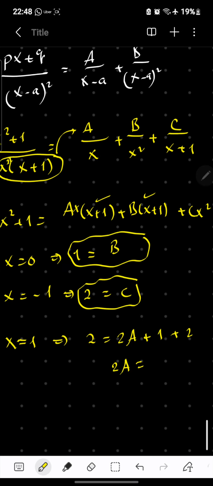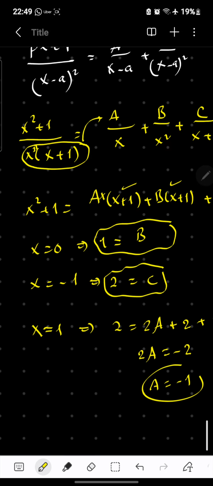Here we substituted by x equal 1, so it will be 2b, so it will be 2. Sorry for this mistake, just the calculations. 2 plus 2 is 4, 2 minus 4 is equal to negative 2. So a will be negative 1. So we get the three constants.